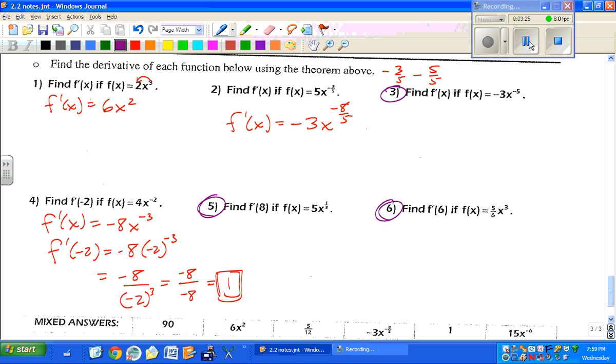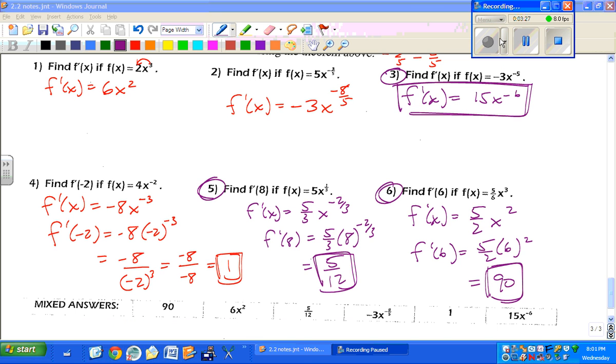Alright, let's go ahead and take a look. So for number 3, we get 15x to the negative 6th. Number 5, we end up getting 5/12. And the 1/3 out in front, multiplied by 5. Subtract 1 from the exponent, and then plug in 8. Number 6, we end up with 90. And the 3 out in front, multiplied by 5/6. Subtract by 1, plug in the 6.